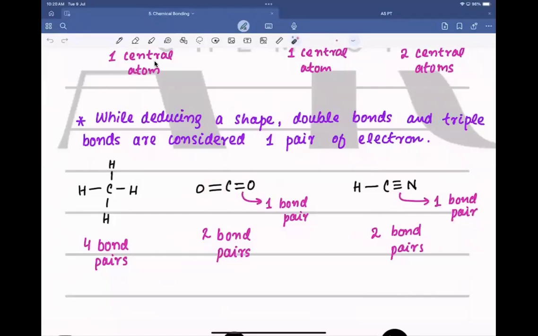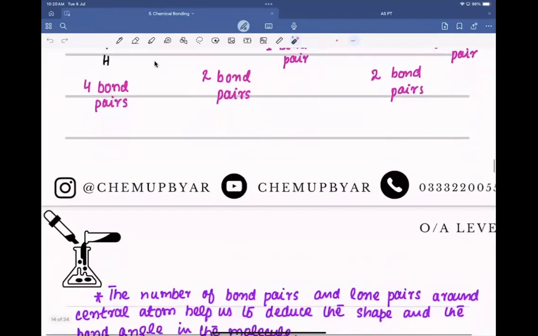Now have a look at this structure. If I ask you, how many actual bond pairs are there? 5. So around this atom, if I encircle this one, how many actual bond pairs around this atom? 4. And if you have to decide the shape, how many bond pairs around this atom? 2. I hope it's clear, right?